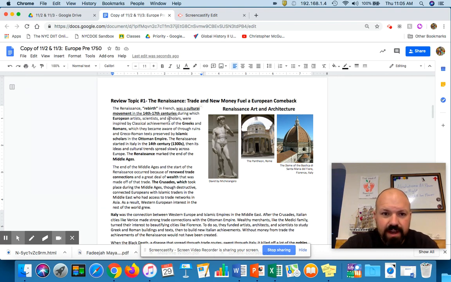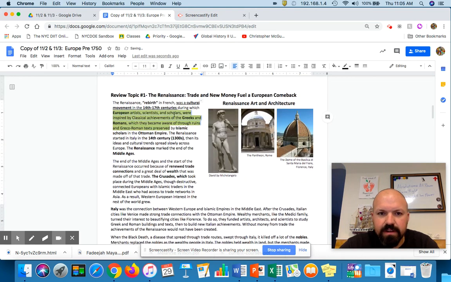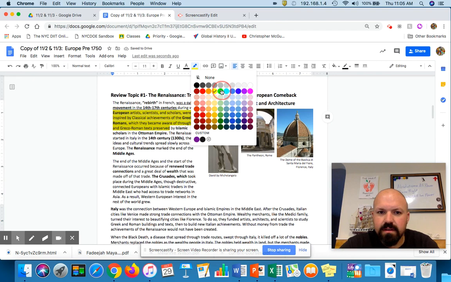So we do know that scientists, scholars, artists are considered intellectuals. So we can highlight that in yellow. I believe that's what I had. Nope, green. Whoopsie. Okay, intellectuals.